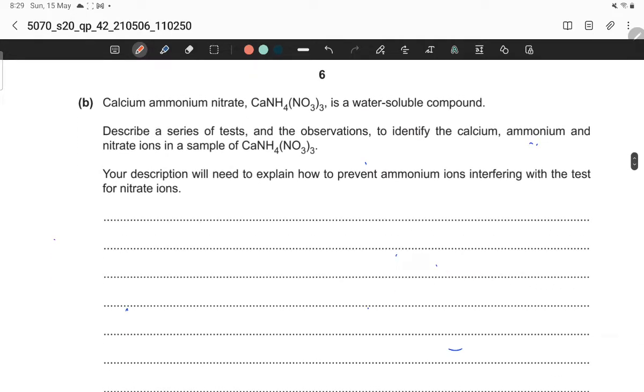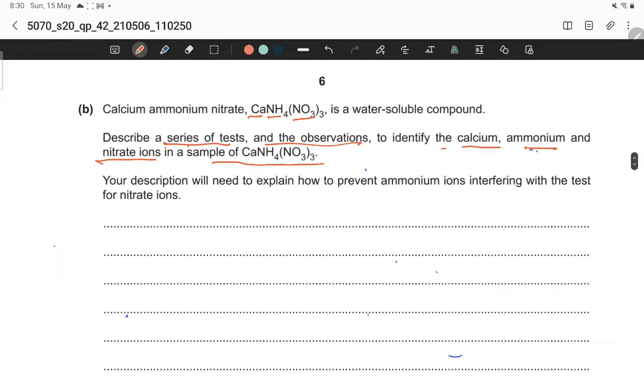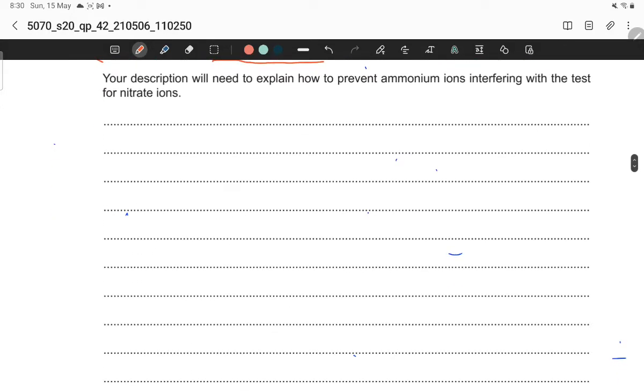Next, part B is calcium ammonium nitrate, a water soluble compound. Describe a series of tests and the observations to identify the calcium, ammonium and nitrate ions in a sample of calcium ammonium nitrate. So first identify how many cations and anions are present in this salt. Calcium is a positive ion, ammonium is a positive ion and nitrate is a negative ion. Dissolve a sample. Your description will need to explain how to prevent ammonium ions interfering with the test for nitrate ions.